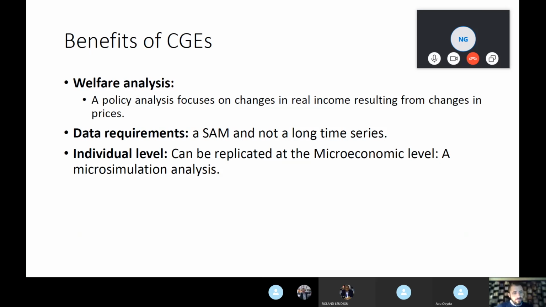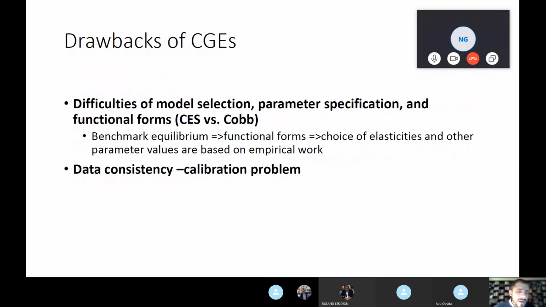in a CGE model. And then the last benefit of a CGE model is that it can be used also at the individual level, as I said before, because we can replicate the macroeconomic shock at the microeconomic level through the micro simulation analysis. And I can share with you later some references on this, because we'll not be able to cover this now. The drawbacks of CGE models are mainly three.